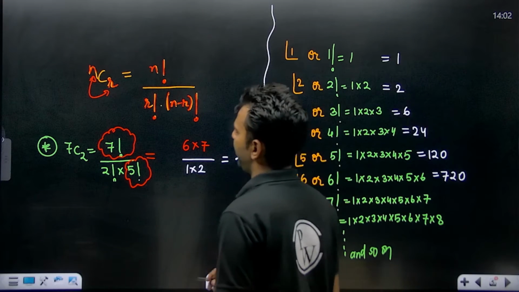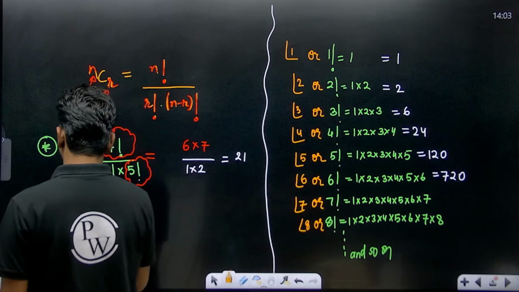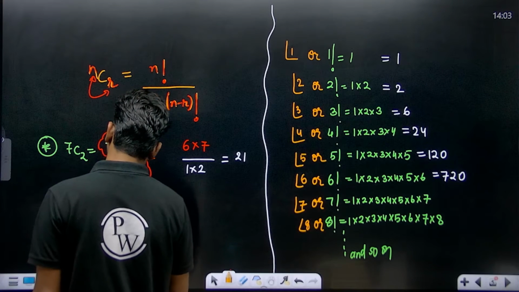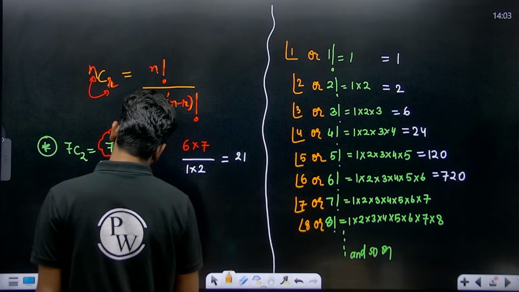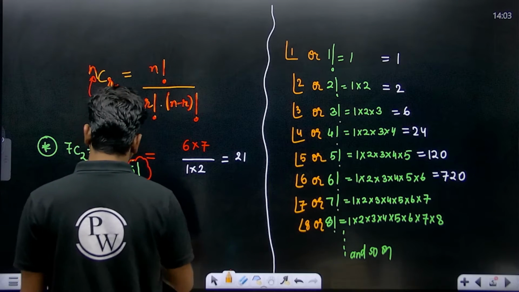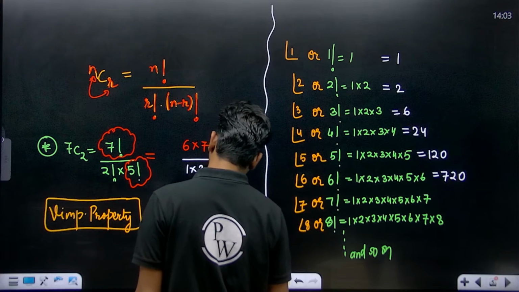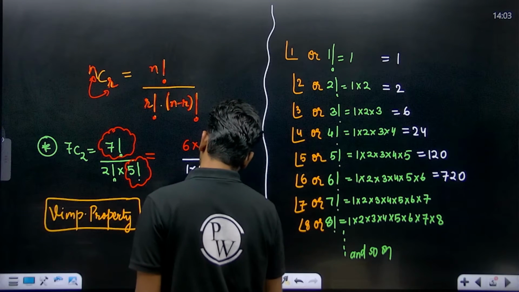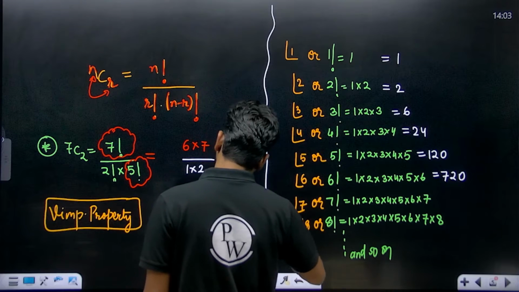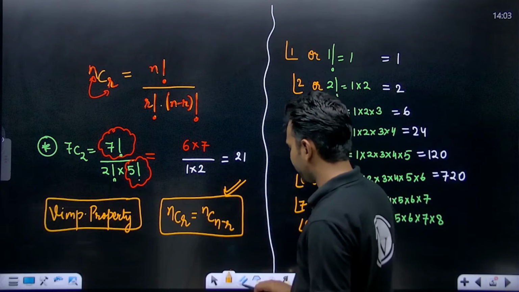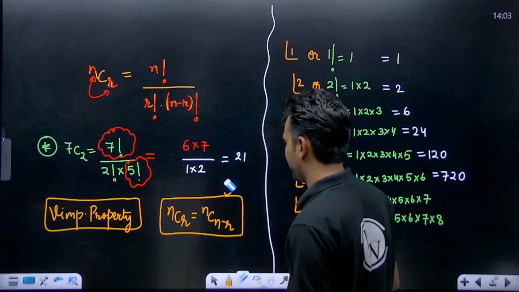Let me tell you a very important property for nCr. I hope you guys know this. It is very important, and that is: nCr is equal to nC(n minus r). nCr is always equal to nC(n minus r). So there can be usage of this as well, which we have already studied.